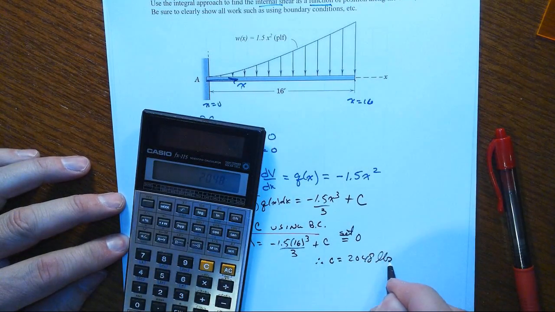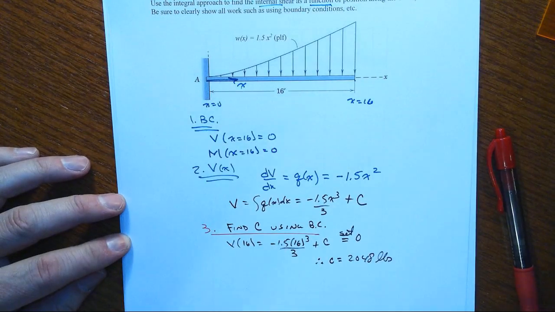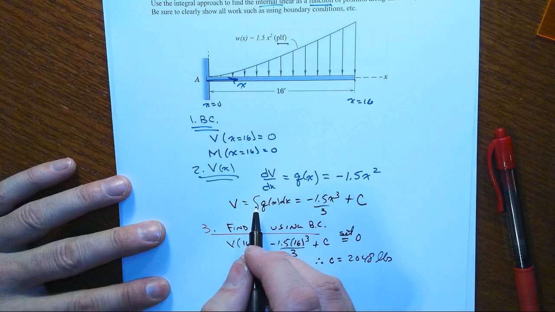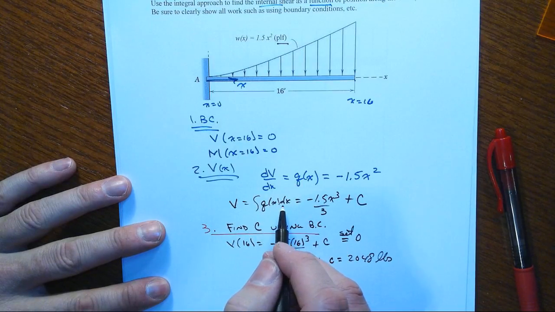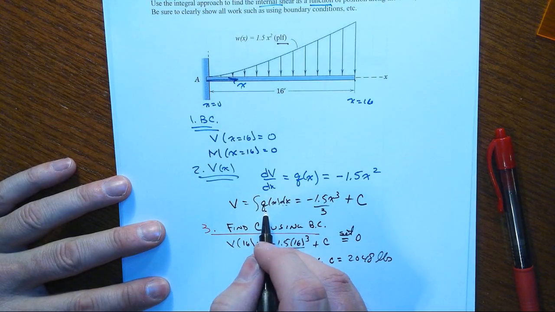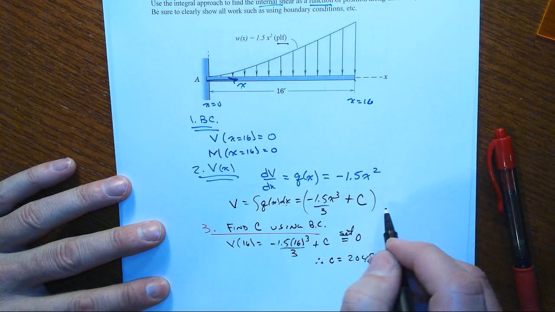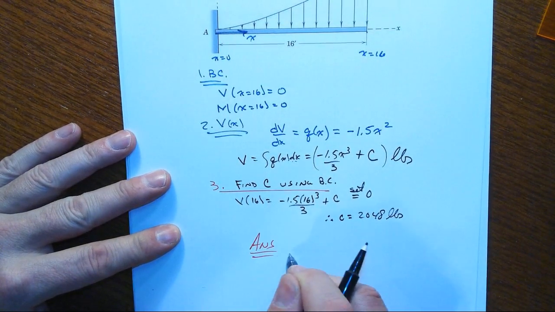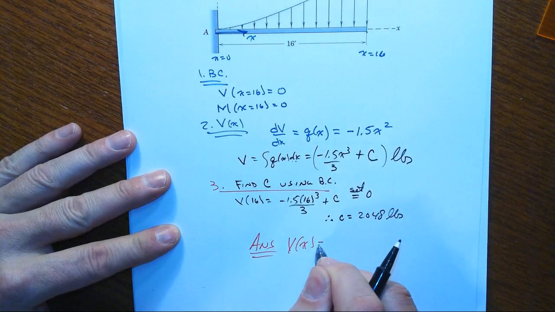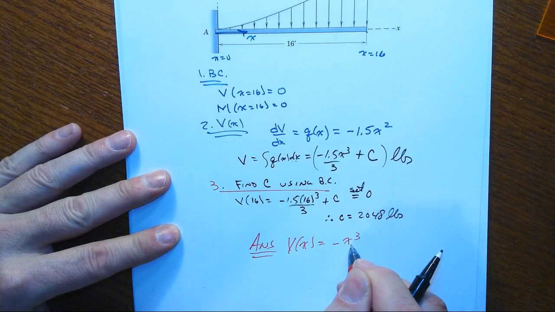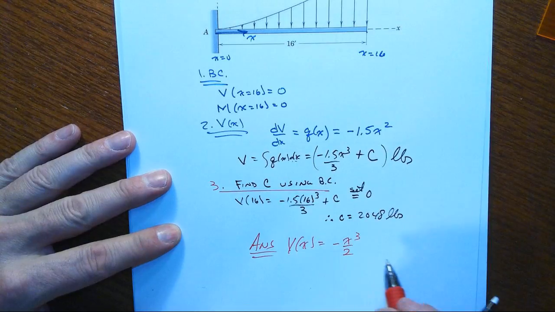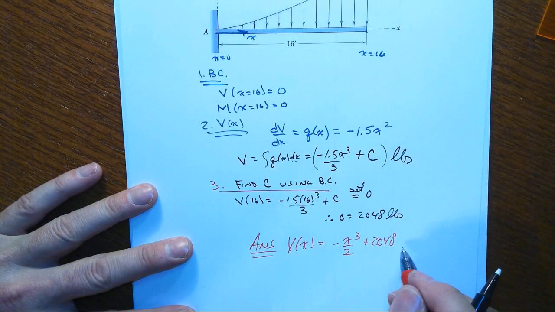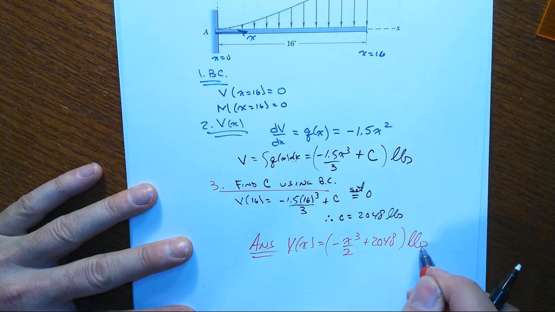2048 pounds. I know that because we have pounds per foot for the units of the distributed load, so when we integrate that by multiplying by dx, which has units of feet, pounds per foot times foot, we get the whole thing in pounds. So therefore our final answer is that V of x is equal to minus x cubed over 2, because 1.5 divided by 3 is 0.5, plus 2048 pounds.